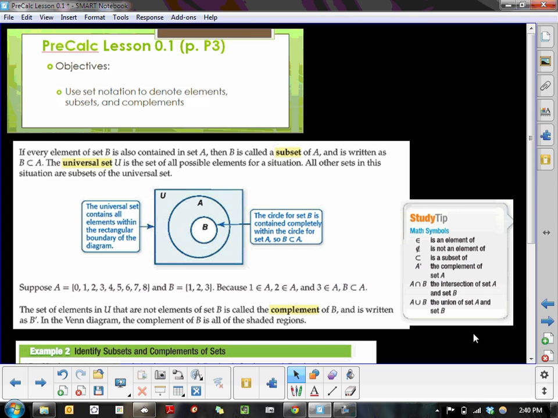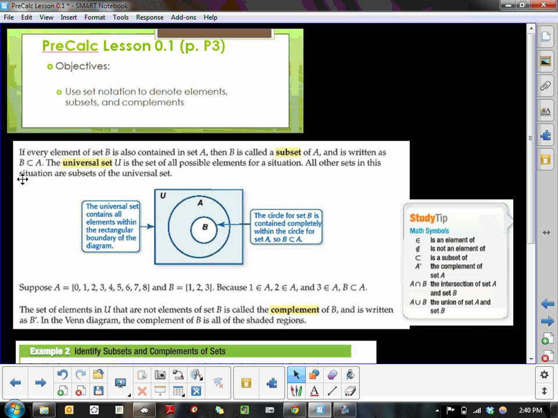The next section concentrates on universal sets, subsets, and complements of subsets. So we want to be able to use set notation to denote elements, which we did in the first one. Now we're going to talk about subsets and complements. It says if every element in set B is also contained in set A, then B is called a subset of A and is written as B is a subset of A.